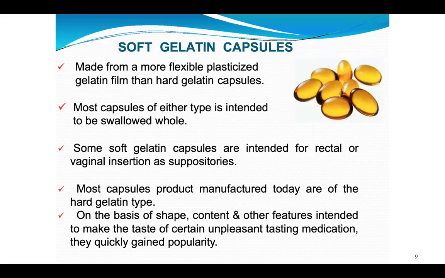Now, soft gelatin capsules are made from a more flexible, plasticized gelatin film than hard gelatin capsules. Most capsules of either type are intended to be swallowed whole. Some soft gelatin capsules are intended for rectal or vaginal insertion as suppositories. Most capsule products manufactured today are of the hard gelatin capsule. On the basis of shape, content, and other features intended to mask the taste of certain unpleasant tasting medication, they quickly gained popularity.